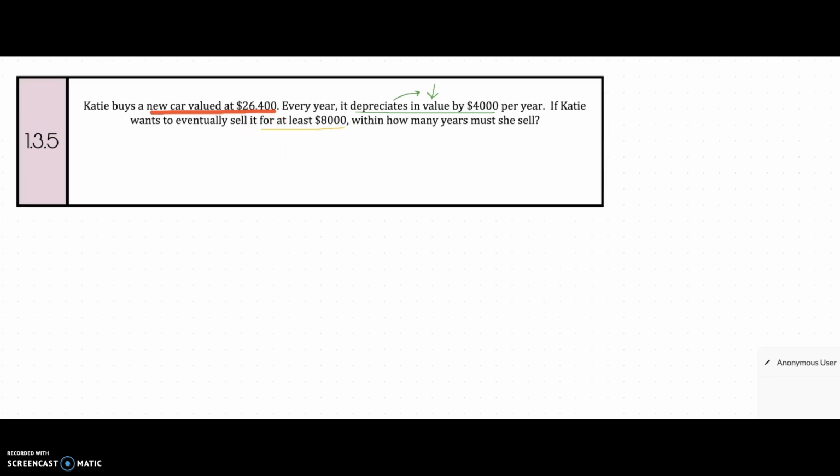So with all of these, we want to start with our total. And our total is how much she wants to sell it for. So she wants to sell this for at least $8,000. Well, at least means that she wants to sell it for $8,000 or more. So she could sell it for exactly $8,000, so we want to add the or equal to part. She could also sell it for more than $8,000, which means that we want to use a greater than symbol.